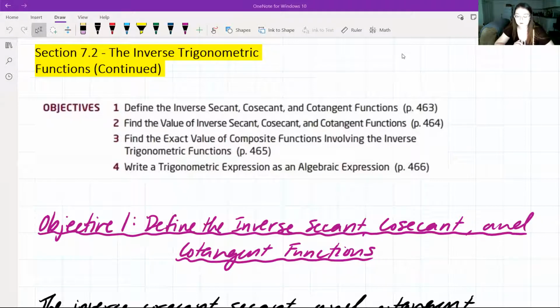One, we want to define the inverse secant, cosecant, and cotangent functions. Two, find the value of inverse secant, cosecant, and cotangent functions. Three, find the exact value of composite functions involving the inverse trigonometric functions. And four, write a trigonometric expression as an algebraic expression.